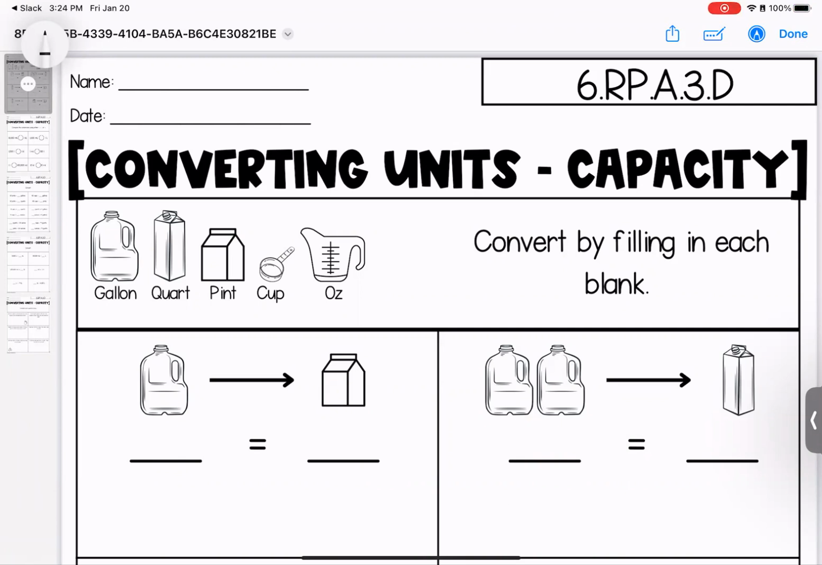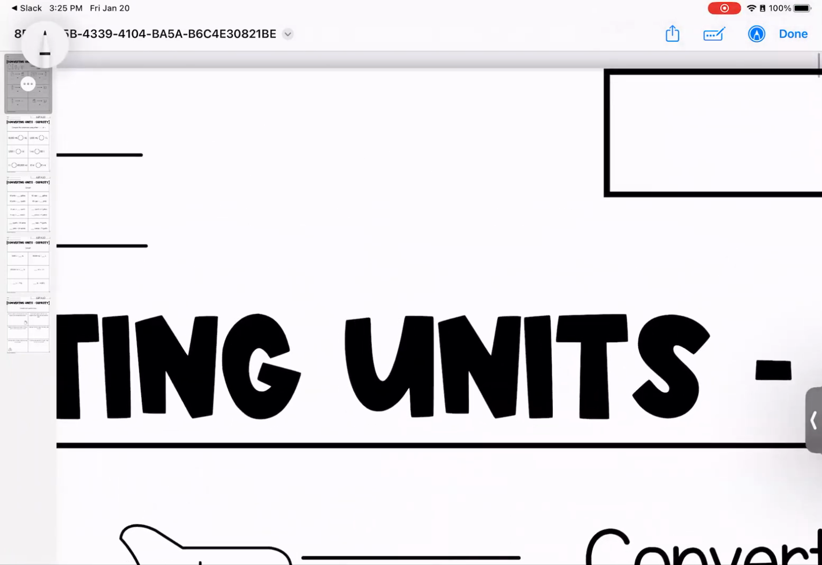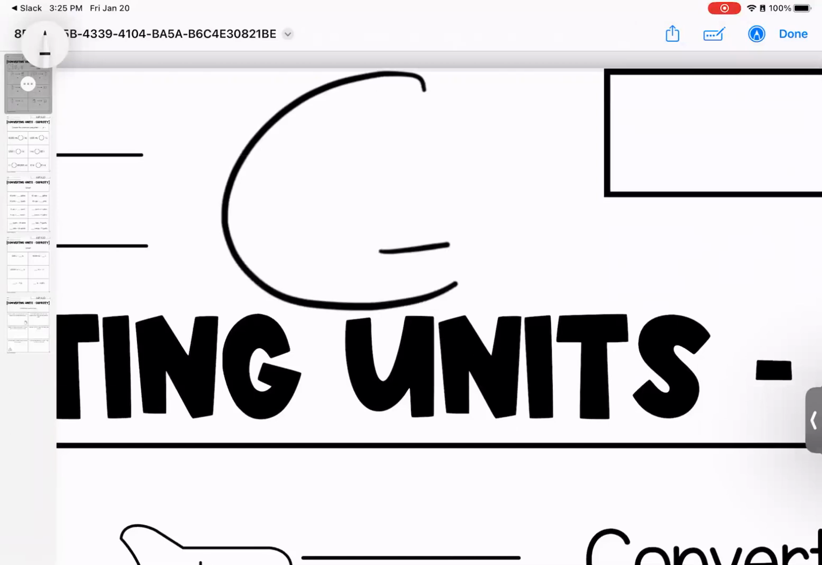Converting units in capacity and metric standards. Just as a reminder, there is a printable that has all of this helpful information on it for you, or specifically this week, you may be utilizing the kingdom of gallon. Remember, the kingdom of gallon is something you can say to yourself and draw on your paper as you go.